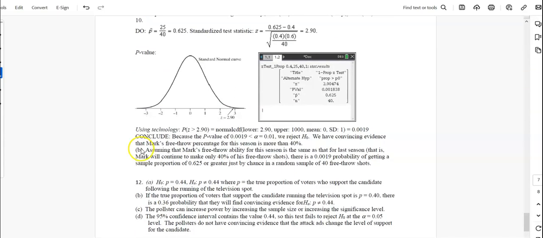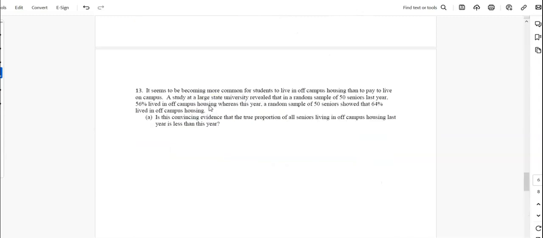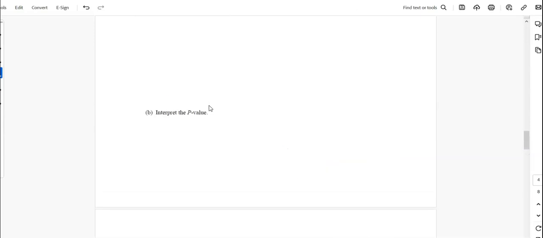So part B, assuming Mark's free throw ability for this season is the same as it was for last season, that is, he will continue to make only 40%. There's a 0.001 probability of getting a sample proportion of 0.625 or greater just by chance in a random sample of 40 free throws. Said very well there. By the way, one thing they did do is they did the test in the calculator as well, which is a good idea.